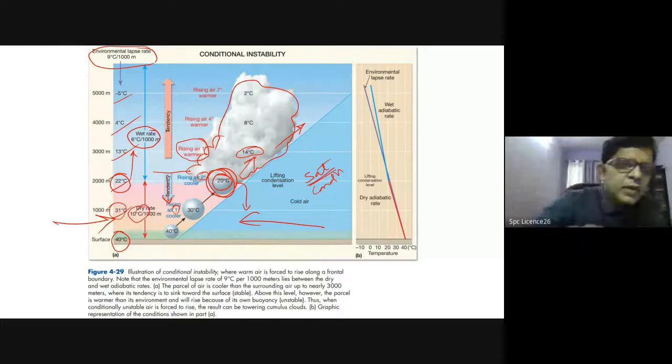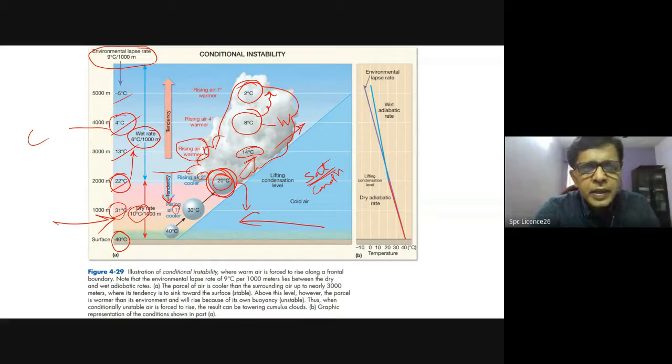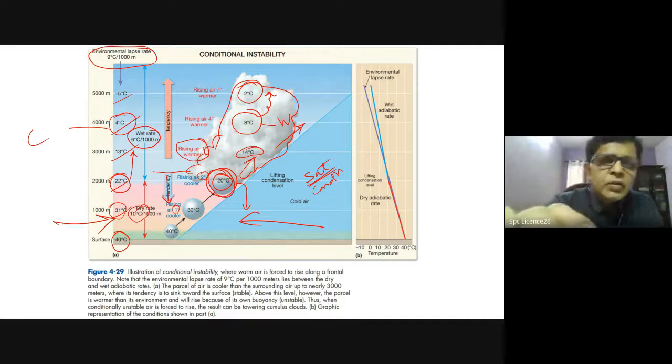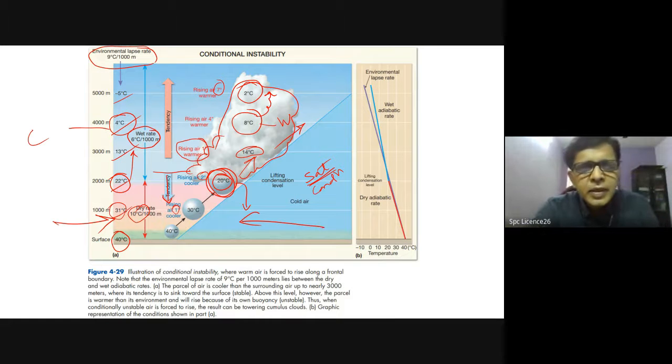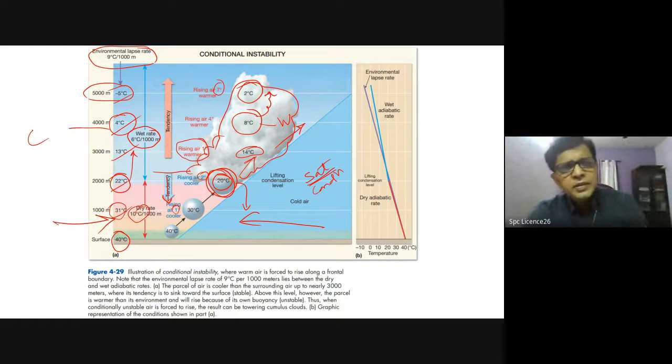However, the normal environmental lapse rate is further down here. So while this is 8, this is 4. So this is warmer, this is cooler. This will go up. As it goes up by another kilometer, it will cool down by another 6 degrees. And because of that, you will see that the rising air is as high as 7 degrees warmer as compared to minus 5 degrees, the temperature at 5 kilometers. So suddenly here there is a tendency to go up.